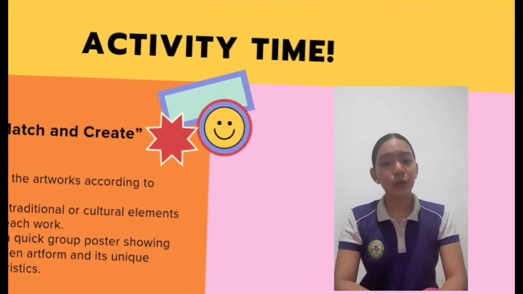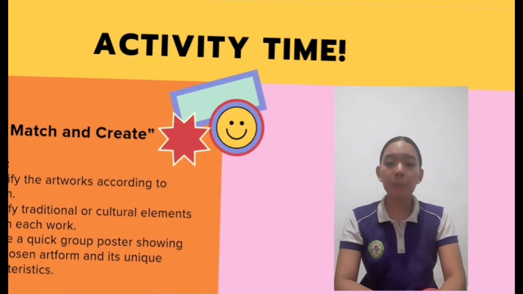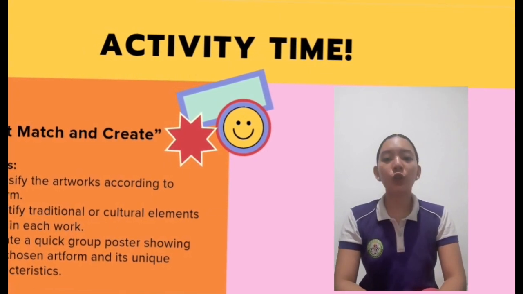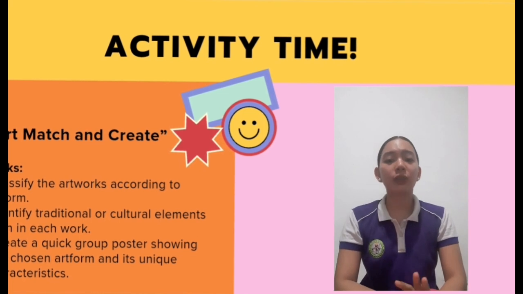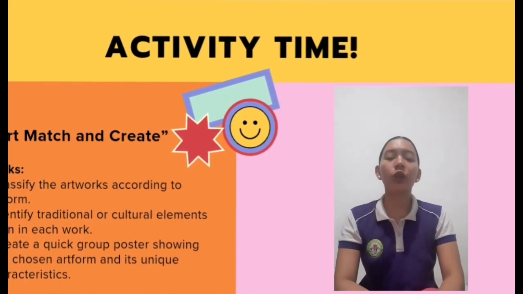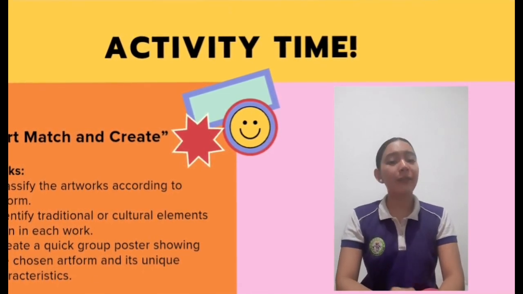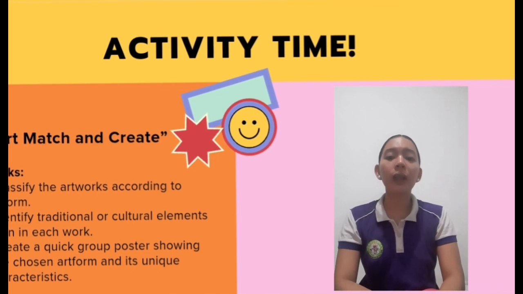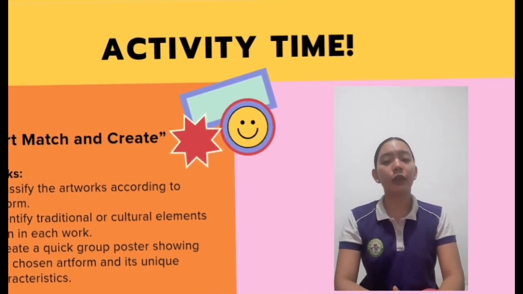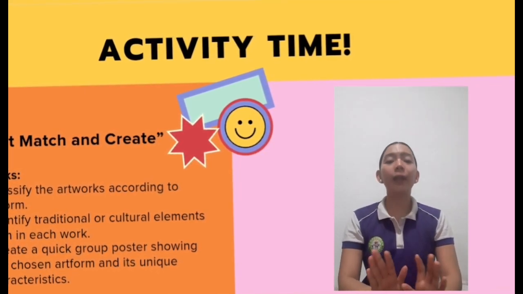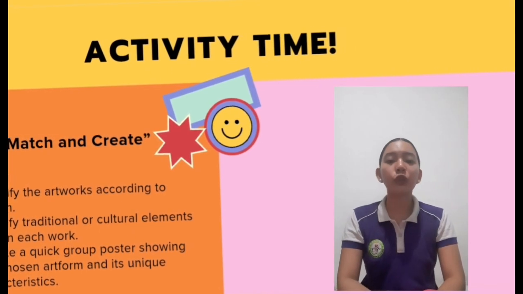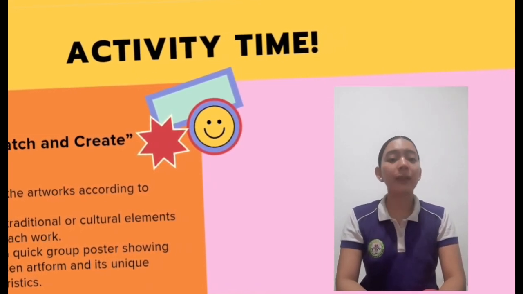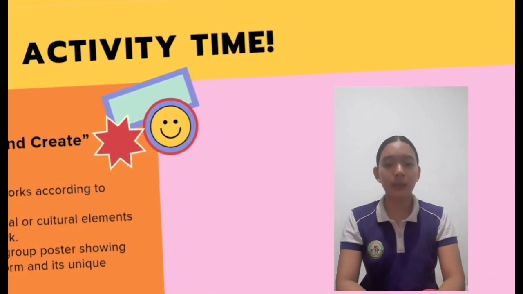So each group receives sample visuals showing different art forms. So the class should classify the artworks according to art form, and identify traditional or cultural elements seen in each work. So create a quick group poster showing one chosen art form and its unique characteristics.